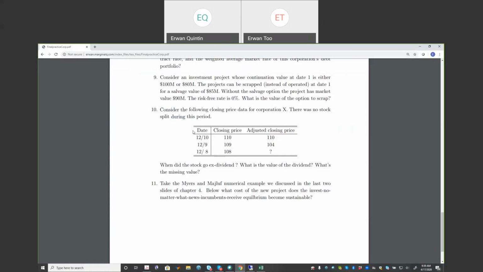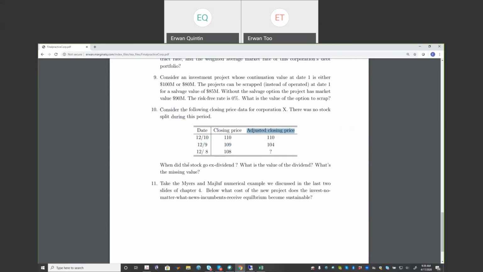So you see, this is what I would do on an exam. I would give you a very small portion of a corporation's stock price history. And just like we did for Caterpillar, here I would give you the closing price, the actual closing price, the unadjusted closing price, and I would give you the adjusted closing price. And then what I'm going to ask you is questions along the lines shown here.